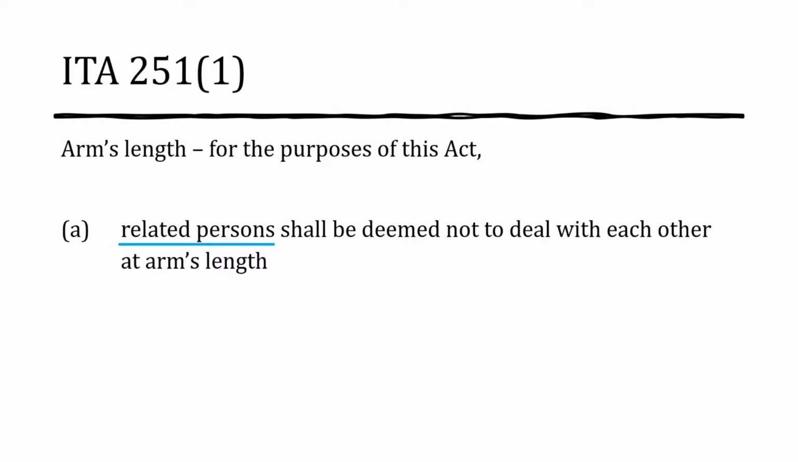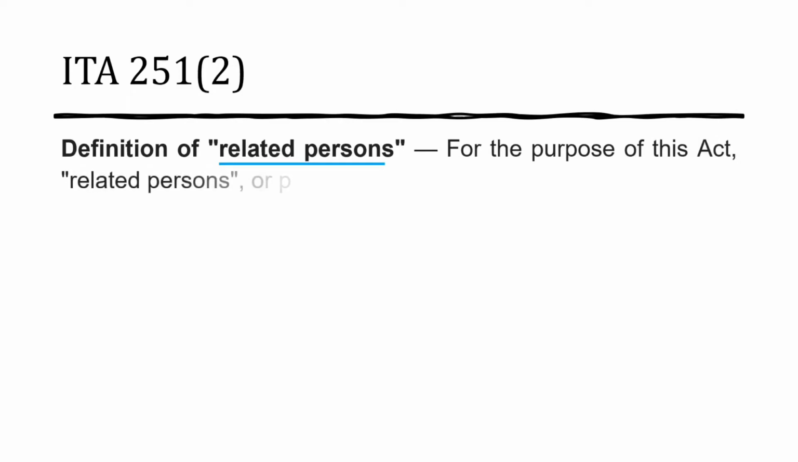And we can find this definition in the very next subsection. So let's take a look. ITA 251 subsection 2. It states the definition of related persons. For the purpose of this Act, related persons or persons related to each other are... And you'll see paragraphs A, B, and C if you were to get your physical Tax Act and open it up and look at it, which I recommend you do. Let's look at paragraph A.